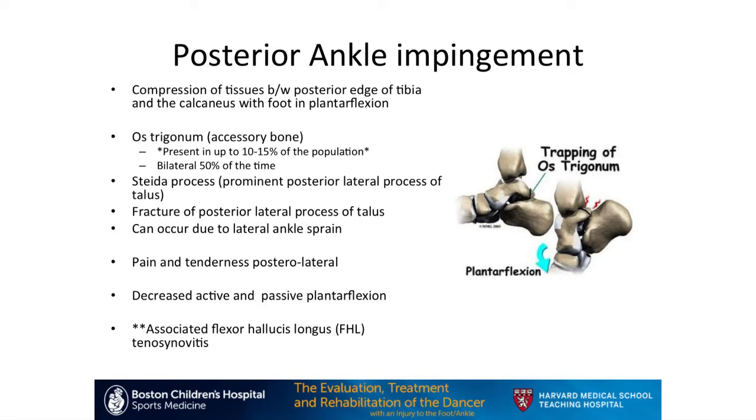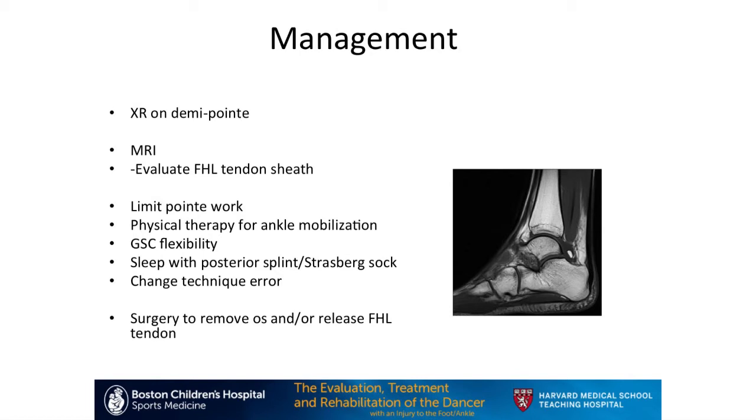So how do I manage these? Well, obviously I obtain my plain film radiographs to confirm. Sometimes I will go forth and get an MRI of the ankle, and that allows me to look at better detail in terms of the joint, the articular cartilage, and also the soft tissue structures, i.e. the FHL, which sits right next to that os, and make sure that that still looks intact and is okay.